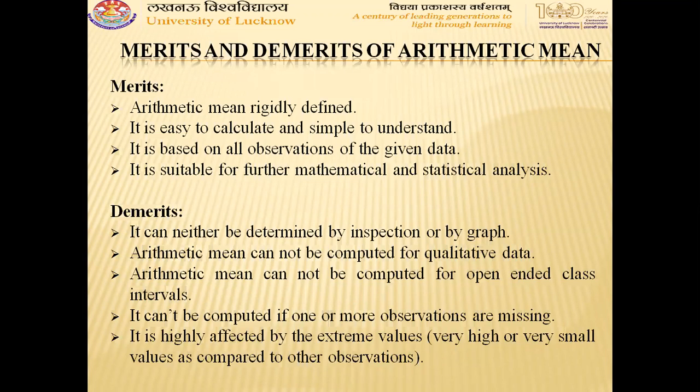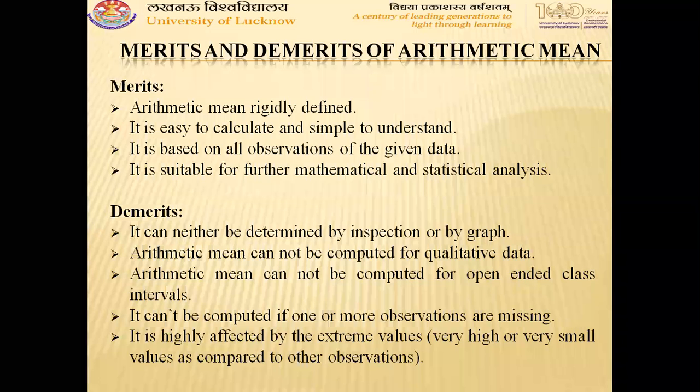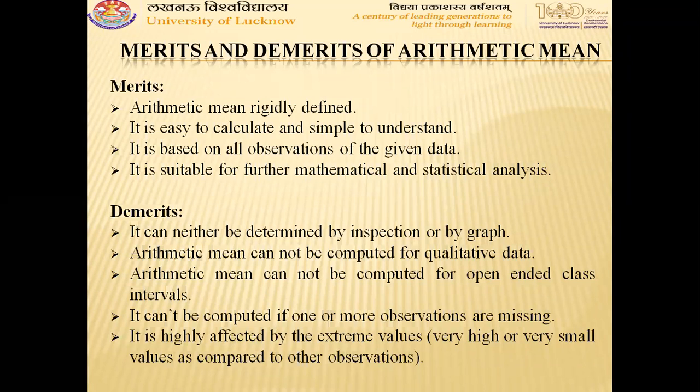However, although the number of demerits is larger than the number of merits for arithmetic mean, it is preferable among all the measures of central tendency due to the last two merits: that it is based upon all the observations and it is suitable for mathematical and statistical calculations. Due to these properties, arithmetic mean is preferable over other measures.